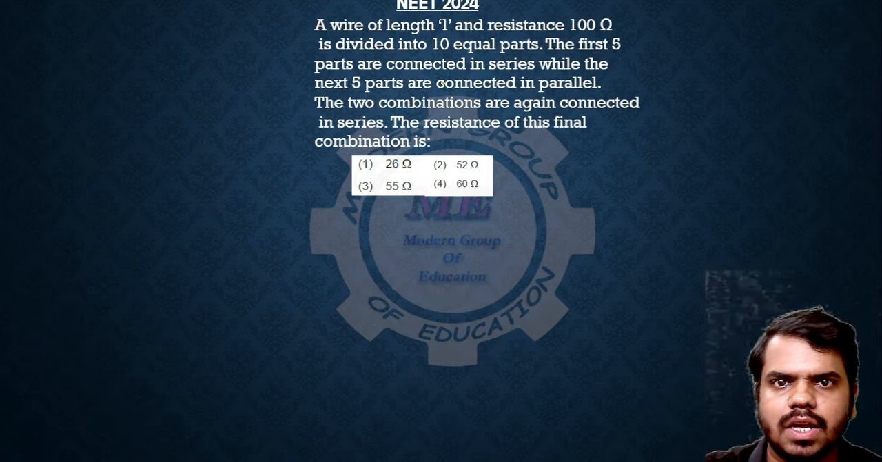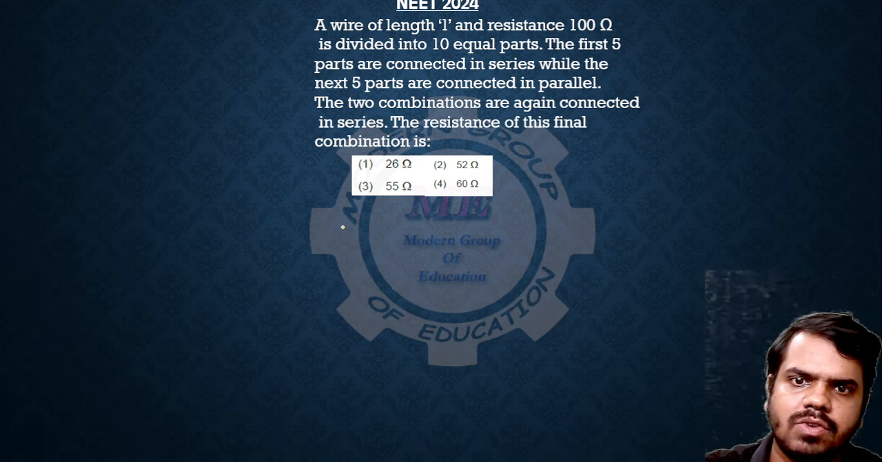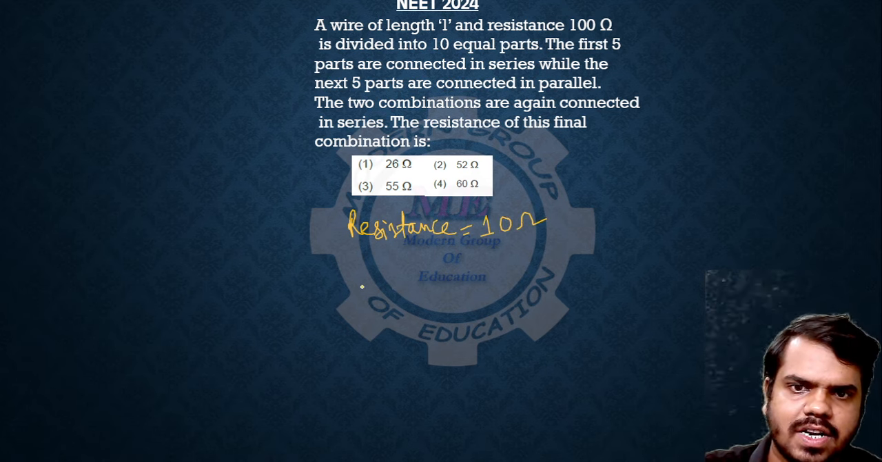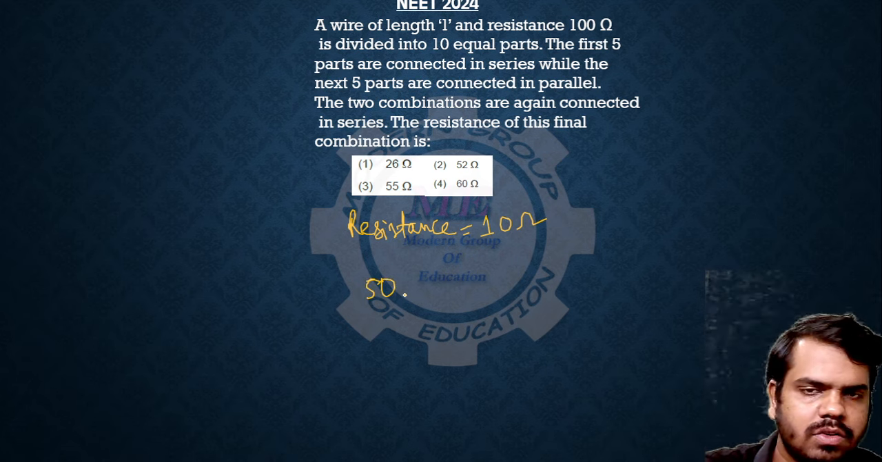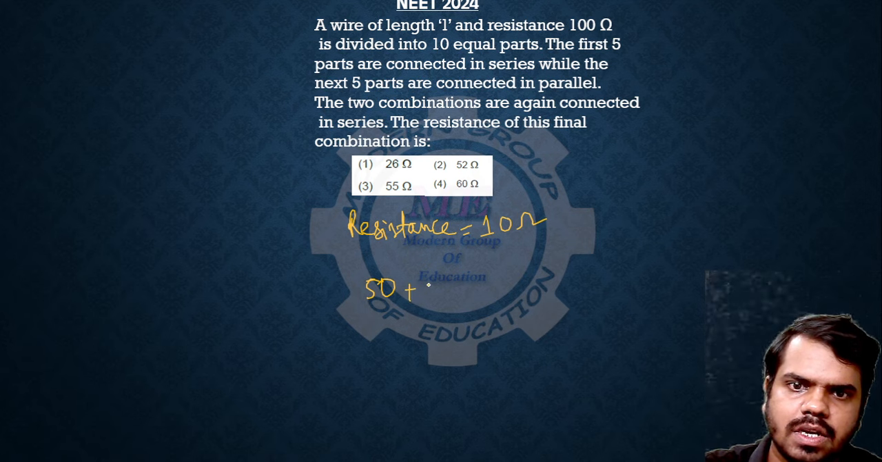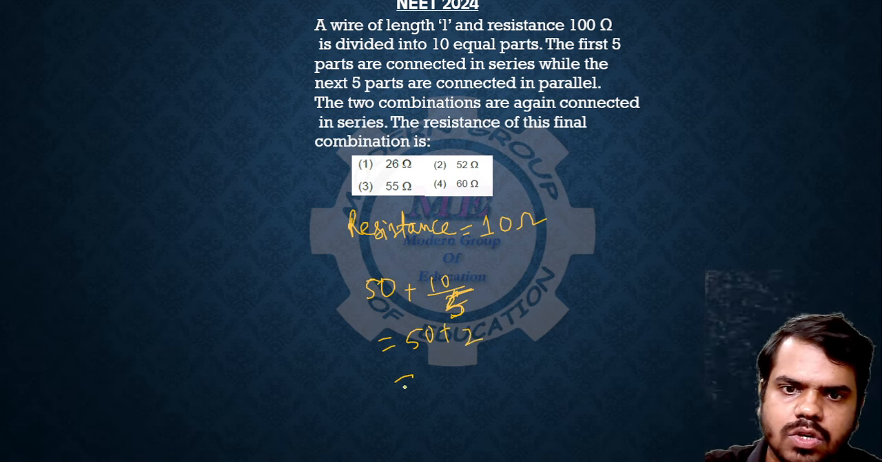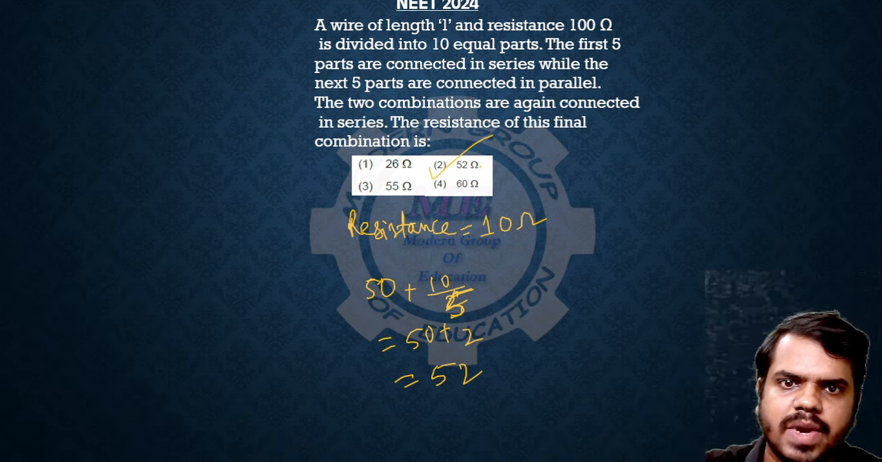A wire of length L and resistance 100 ohm is divided into 10 equal parts. That means the resistance of each part will be 10 ohm. Now first 5 are connected in series, that means 50 is the equivalent resistance, and another 5 parts are connected in parallel. That means 10 by 5, because 5 parts, is 2. So it is 52 is the answer. Very easy question.